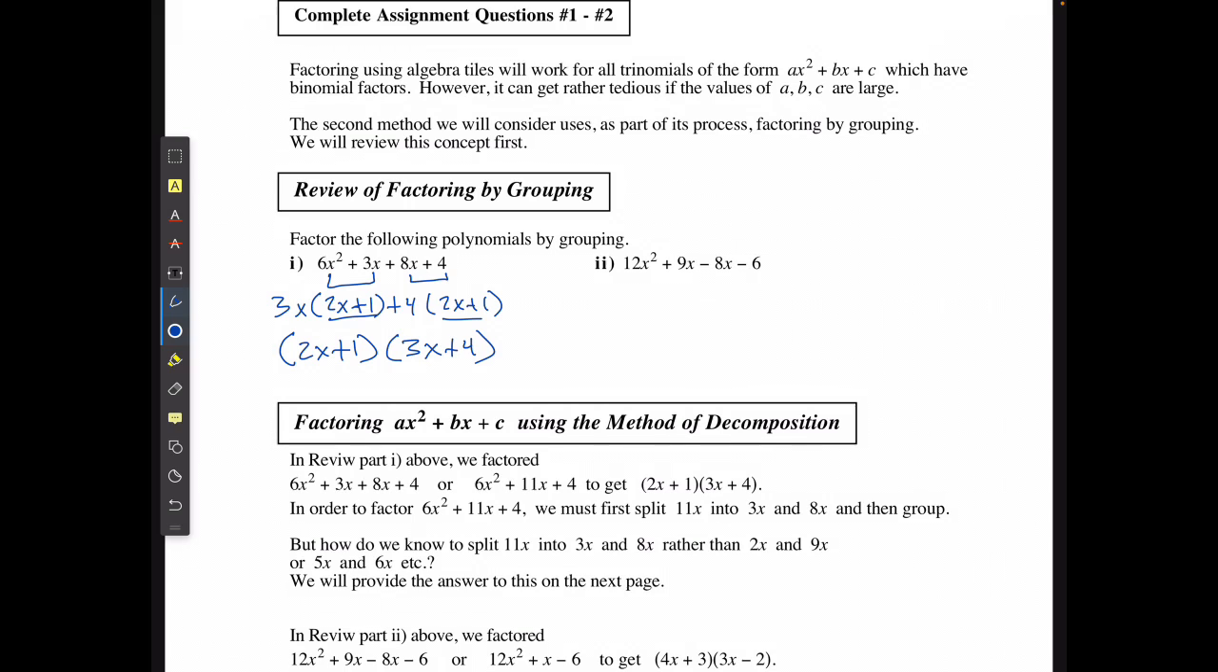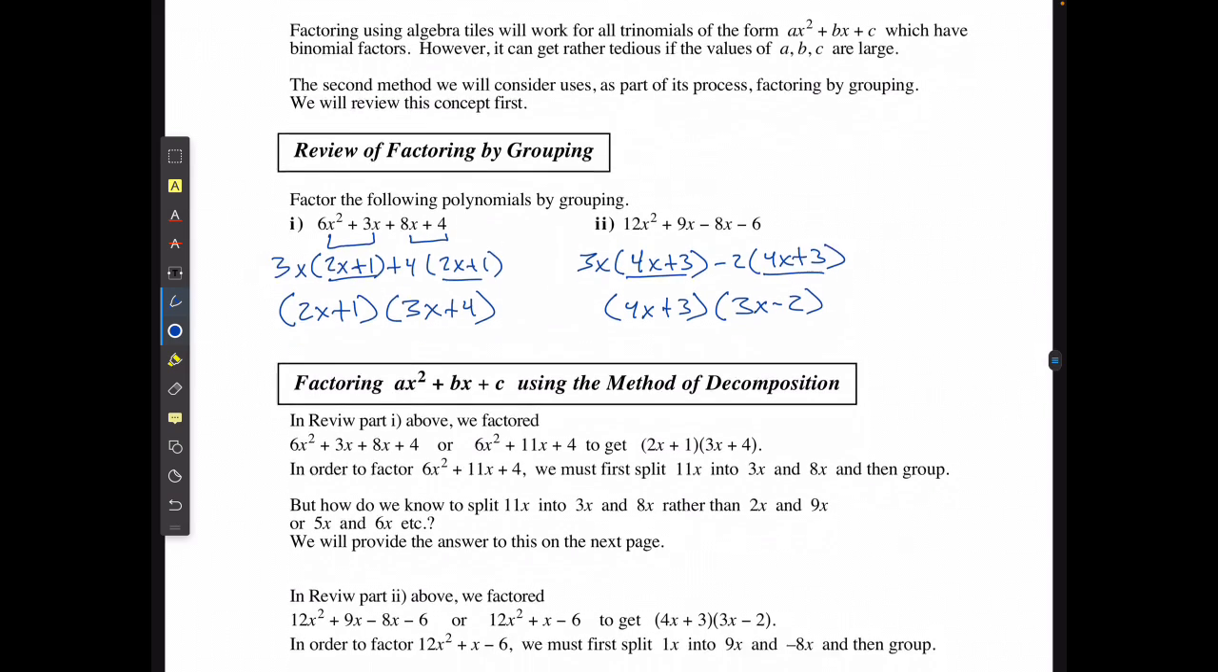When I do the same thing for the second example, 12x squared and 9x have a common factor of 3x again. And I'm left with 4x plus 3. Negative 8x and negative 6 are divisible by negative 2, and I'm left with 4x plus 3. Because what's in the brackets is identical, same signs and everything, I know I'm doing it correctly, and I can say that's going to be 4x plus 3, what's inside the brackets, times 3x minus 2, what is outside the brackets.